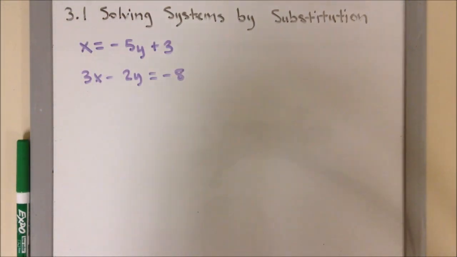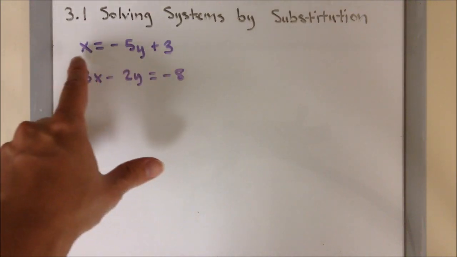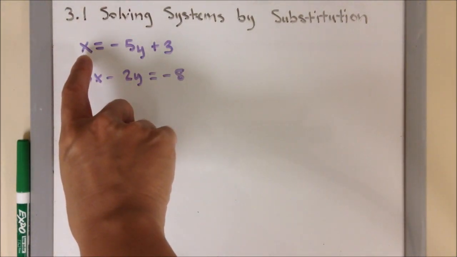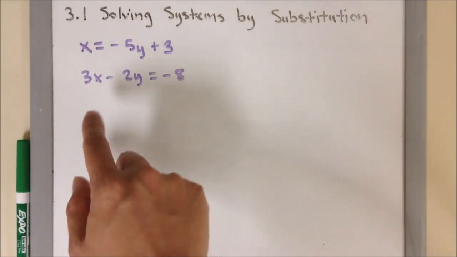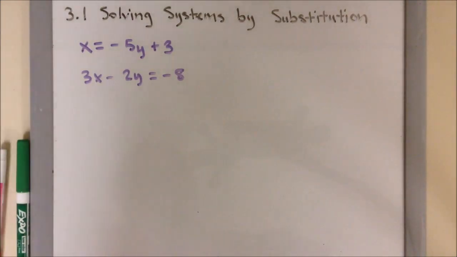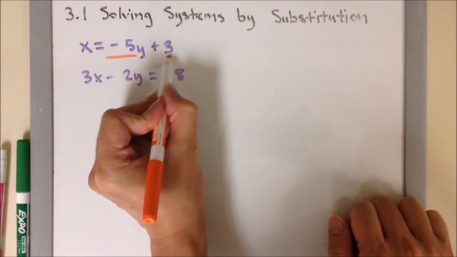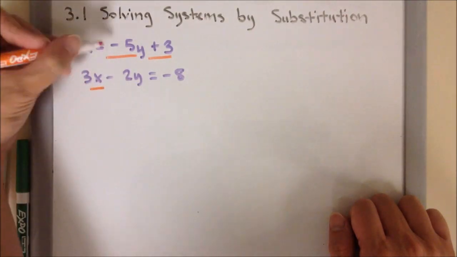When it comes to substitution, I see that my first equation, x equals negative 5y plus 3, has the x by itself. So how does that help us with our work? If one of your equations has a variable by itself, since this is the first equation, I'm going to plug it into the second equation. Let me show you what I mean. Since x equals negative 5y plus 3, I am simply going to plug it into this x. That's all it is.